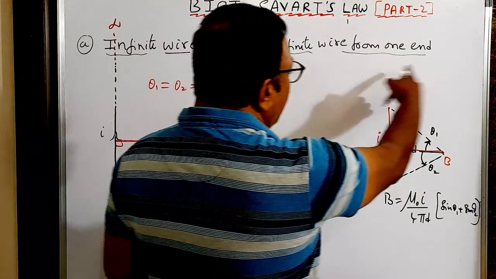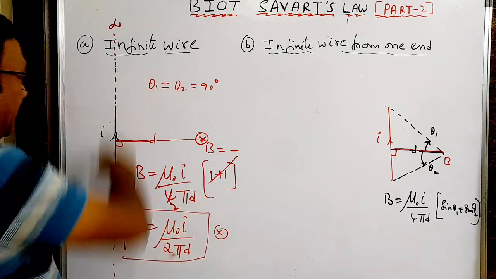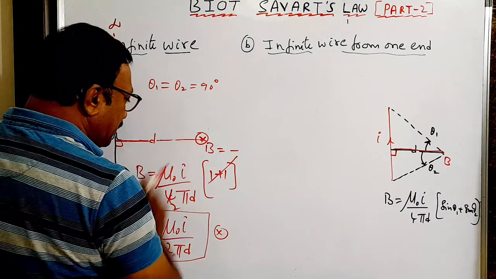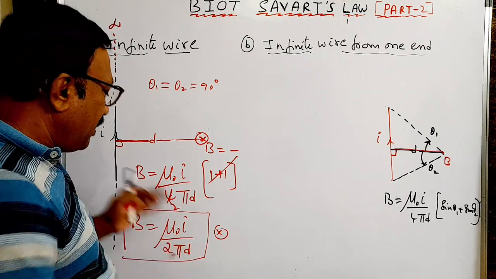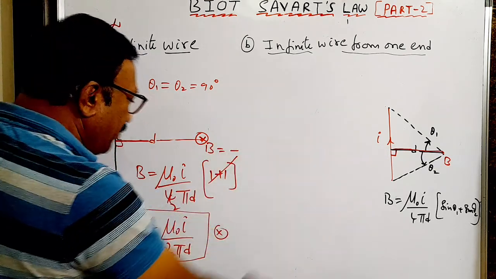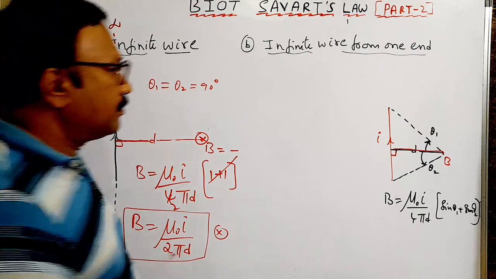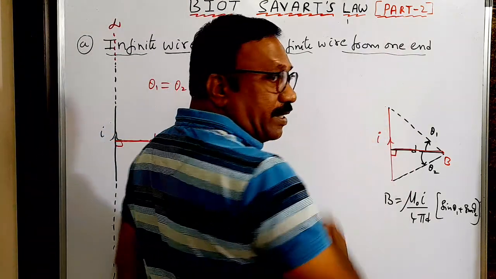So this is the next case I am coming to. Remember all of you, for an infinitely long wire at a perpendicular distance D, the magnetic field is given by this relation. You need not remember this; you remember the general equation and apply it here. Understand?